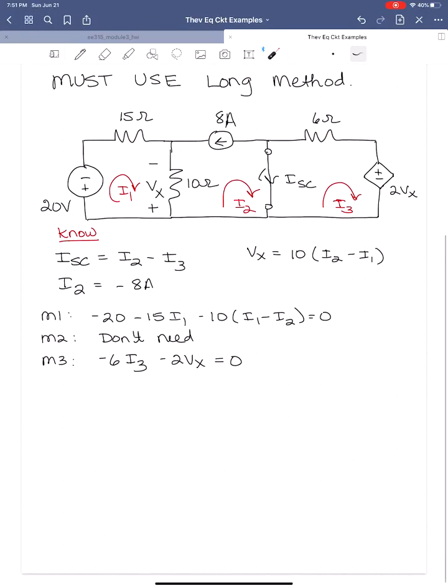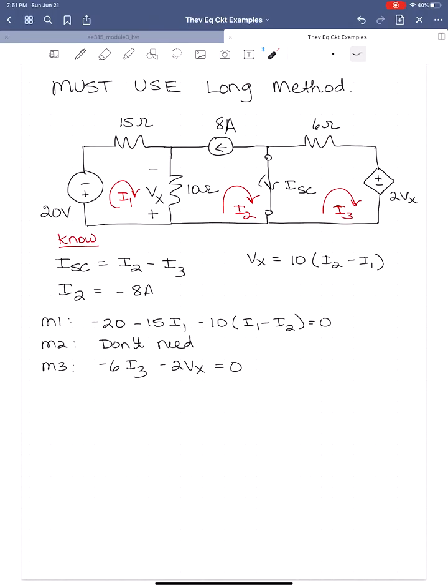Okay, so we're going to substitute in the things that we can here. This mesh 1 equation is going to be minus 25 I1 plus 10 I2 is equal to 20. The mesh 3 equation is going to be minus 6 I3 minus 20 times (I2 minus I1) is equal to 0 when we substitute in Vx into that expression.